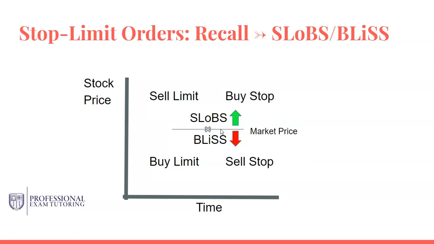Now, the other thing to consider is the market price. If you're going to set a sell limit, you set it above the market price, and you set a buy stop order above the market price. When it comes to a buy limit order, you set that below the market price, and a sell stop order you also set below the market price. So SLOBS orders are set above the market price, BLISS orders are set below the market price.